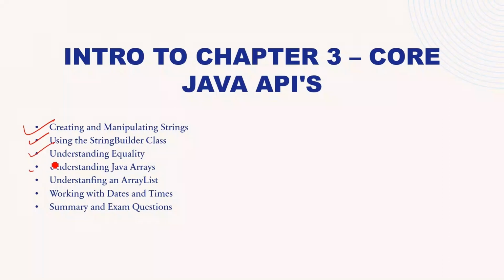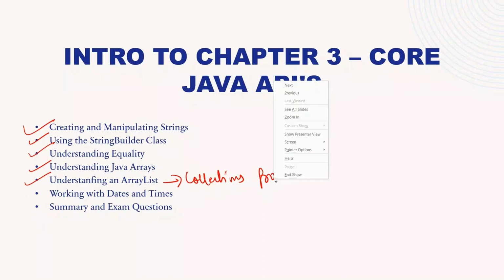Then we are going to see about arrays. We are going to see single and multi-dimensional arrays in depth. We are going to see ArrayList. Actually, this comes under the collections framework. But the thing is, in your OCA exam, most of the questions from the collections framework are going to come from ArrayList. So that's why we are going to cover this in this particular chapter.